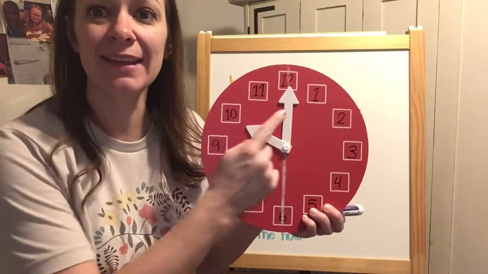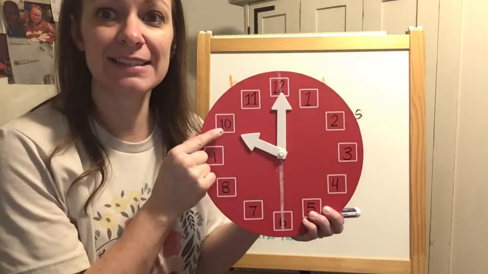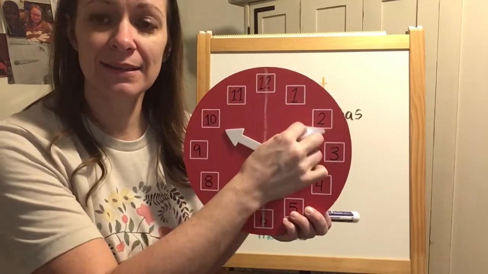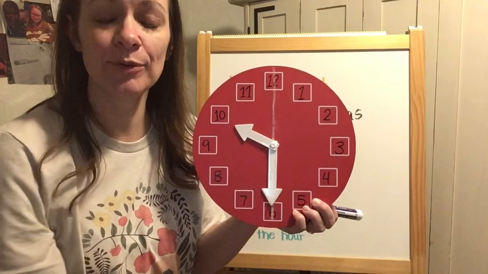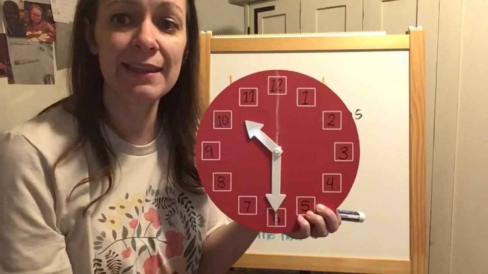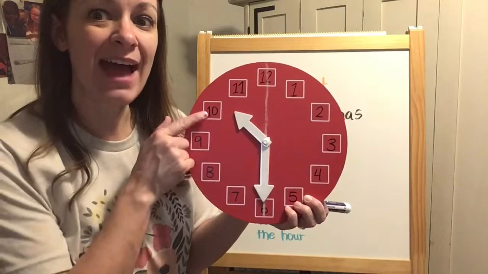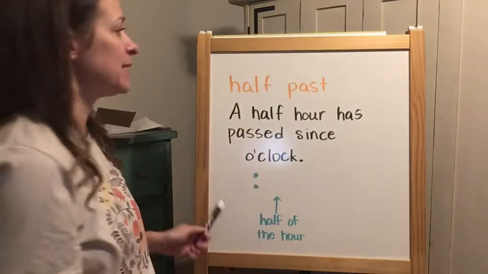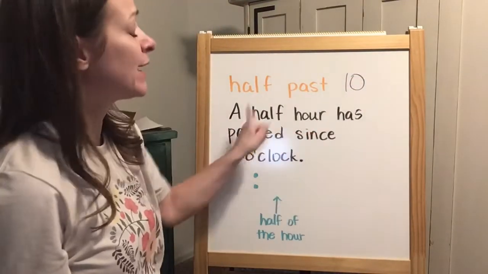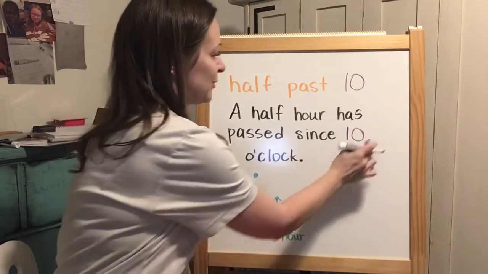Here we have 10 o'clock, because the big hand is on the 12, so that's o'clock, and we have our little hand on the 10, so it is 10 o'clock. If I move the big hand down to the 6, we're going to move it halfway, and then the little hand would have moved halfway between the 10 and 11. Then what time do we have here? We have half past 10. So it would be half past 10. That means a half hour has passed since 10 o'clock.